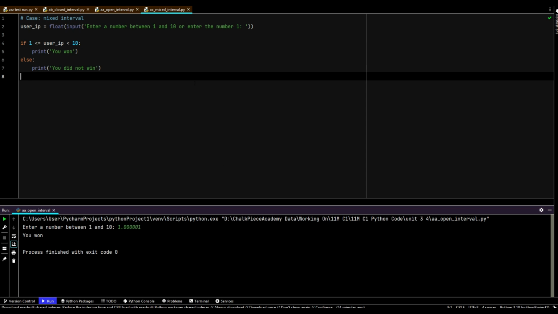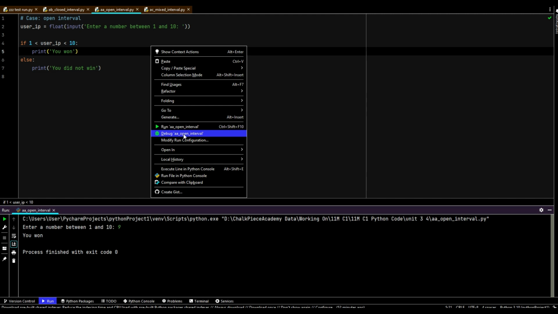Right? For example, over here, I have the open interval code. In the case of open interval, here we're taking user input, numbers between 1 and 10, right? And we're going to tell if they enter the number right. If they do, they will win. If not, they will not win. So let's look into this. The user is prompted, enter a number between 1 and 10. So we have, say, 9.